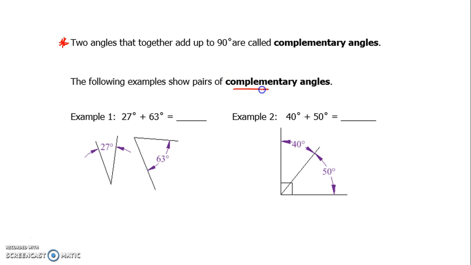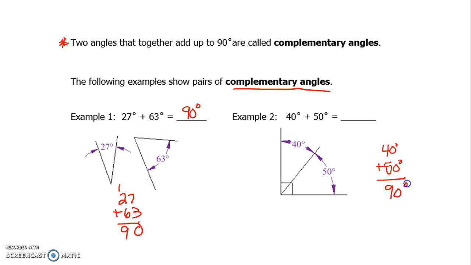The following are examples of complementary angles. What's 27 plus 63? 7 and 3 is 10. 2, 3, and 6, that's 90. So those add up to 90 degrees. So those are complementary angles. They're not touching, so they're not adjacent, but those are complementary angles. Here's another angle pair. 40 degrees plus 50 degrees, we'll get up to 90 degrees. That is a pair of complementary angles. Those angles also happen to be adjacent because they share a side. So those happen to be an adjacent pair of complementary angles, two angles that add to 90.